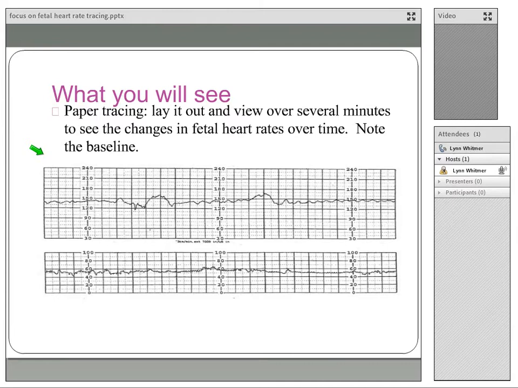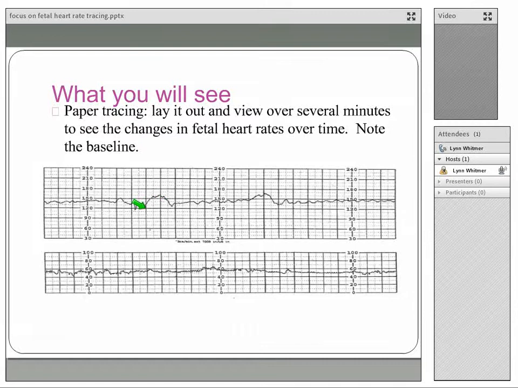Please note that the paper, as you can see, changes from 30, 60, 90, 120, 150, 180, 210, 240 for fetal heart rate. These dark lines that you see here represent a minute of time. So this heart rate has accelerated over almost 2 minutes of time, which is pretty significant.